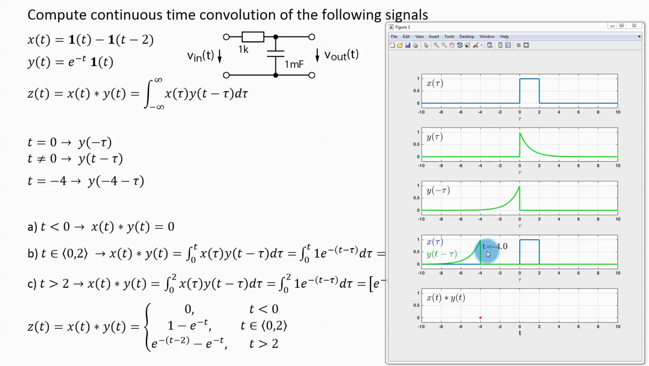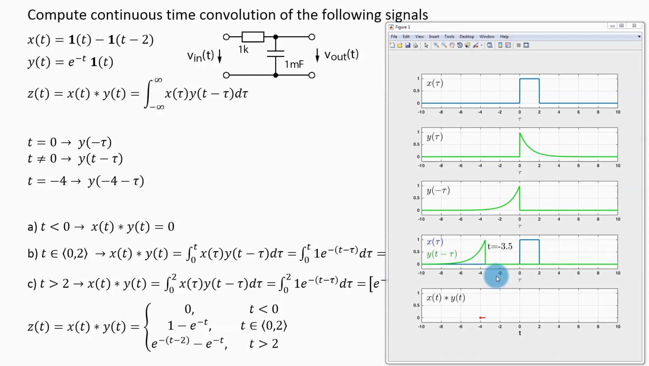Now let's see what happens for t equal to minus 4. I will have to multiply these two functions, but you can see that there are no overlapping non-zero values between these two functions. When I multiply them, I get zeros from minus infinity to plus infinity. So when I integrate those zeros, I will just get 0. So in this case, for time equal to minus 4, the convolution, which I will plot in here, will be just 0.